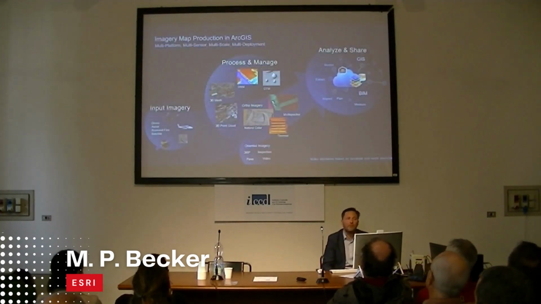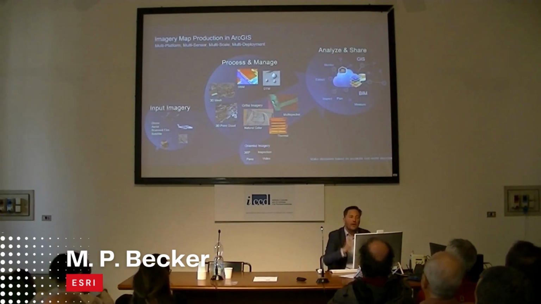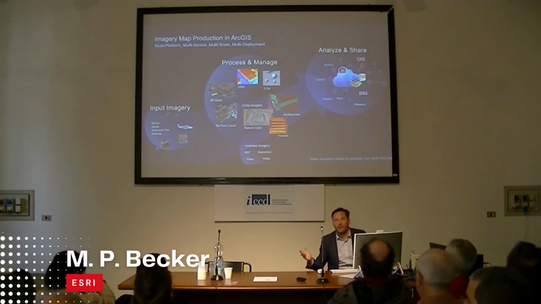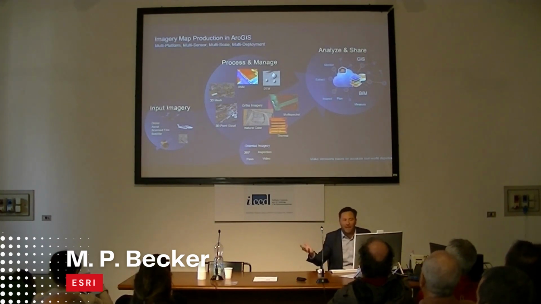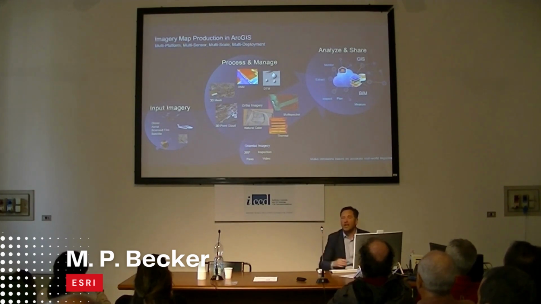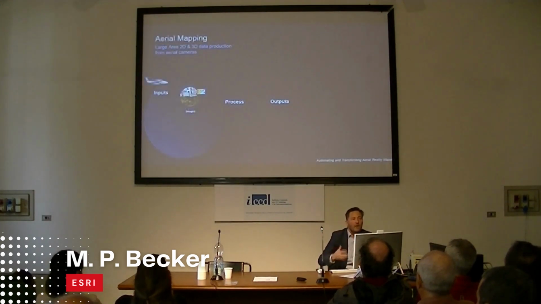So from a map production perspective, you have imagery, and there are all sorts of different sources of imagery: drones, aerial, satellite. And typically the process is, well, you want to process and manage that data, generate things like the terrain models, DSMs, do the orientation, and then take that data and share it into a GIS or a BIM. So from an aerial mapping perspective, we just focus on that.